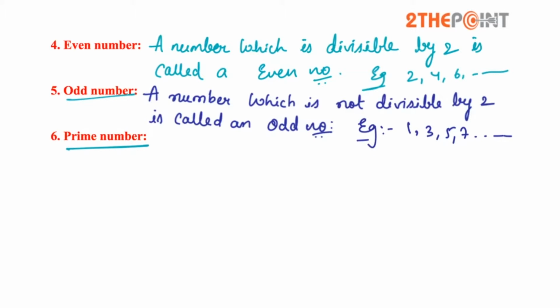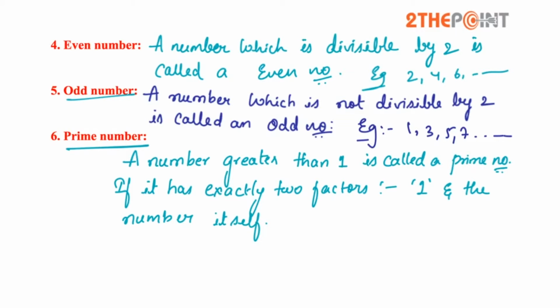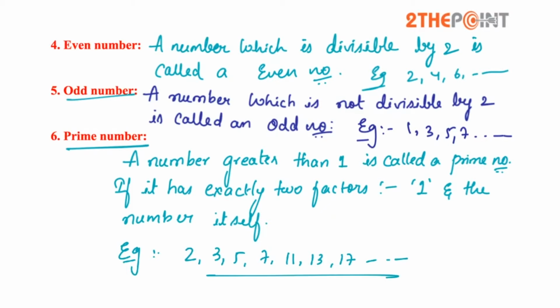Next is prime number. A number greater than 1 is called a prime number if it has exactly two factors, namely 1 and the number itself. Examples of prime numbers are 2, 3, 5, 7, 11, 13, 17 and so on. If you check for these numbers, you will not get other factors. You can only divide them by 1 and the number itself.